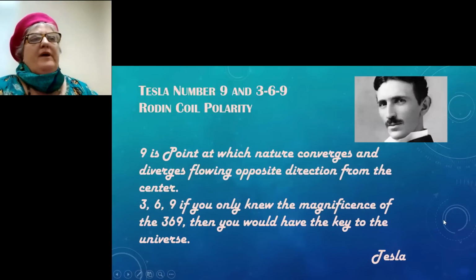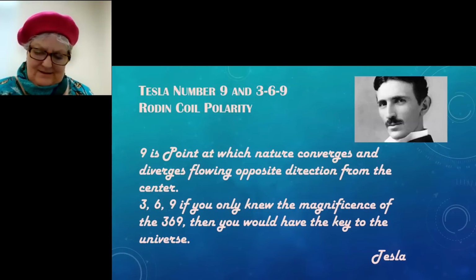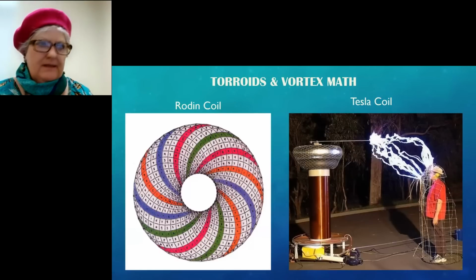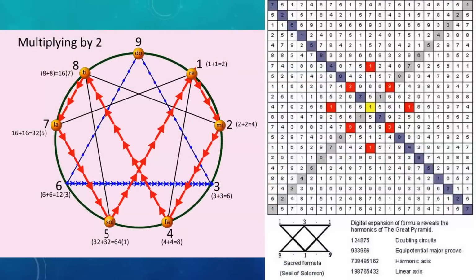Tesla said, 9 is a point at which nature converges and diverges, flowing in opposite directions from the center. 369, if only you knew the magnificence of the 369, then you would have the key to the universe. That's inspiring. So this is a picture of a Rodin coil with a Tesla coil next to it. And there's a lot of work going on with trying to harness the energy of the coils. This is the map depicting the Rodin coil progress of movement and on that toroidal field. It's basically two different fields that are being represented.